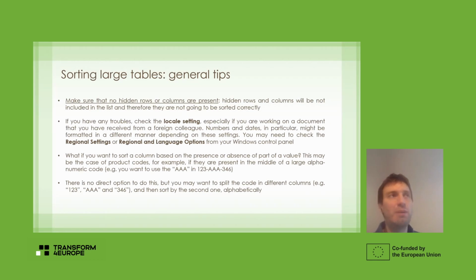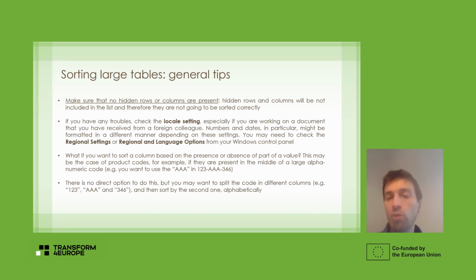Another common issue is what we can do to order cells not based on their starting or final letters, but based on the presence or absence of some bits of text that are partial. So they might be included like in the middle of a cell. Like in this example here, you have a code which is 123 AAA 346, okay? And you might want to order the cells in order to place on top anything that contains AAA in the central part, okay? Because you know that this part of the code is something that you're interested in, and it identifies any subset of items that you're looking for.